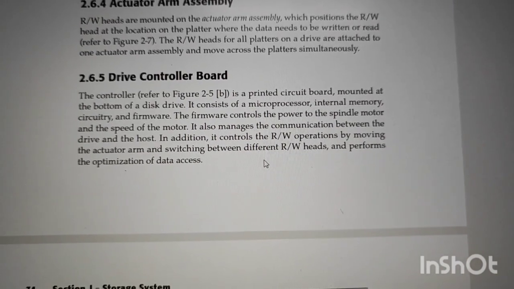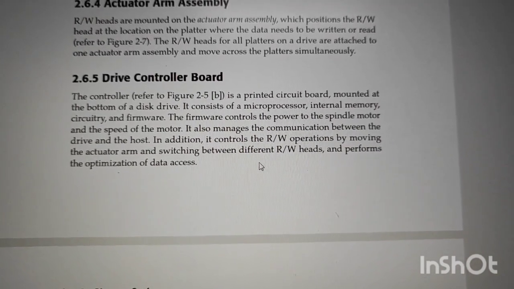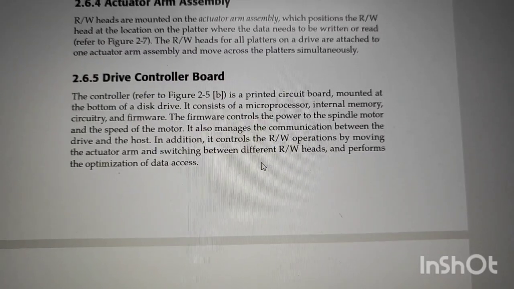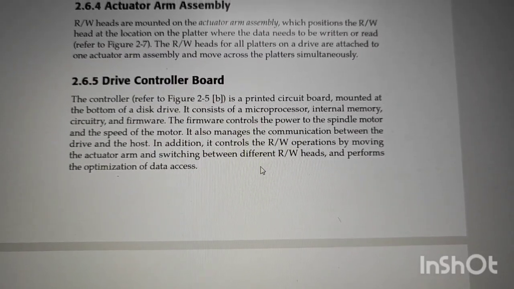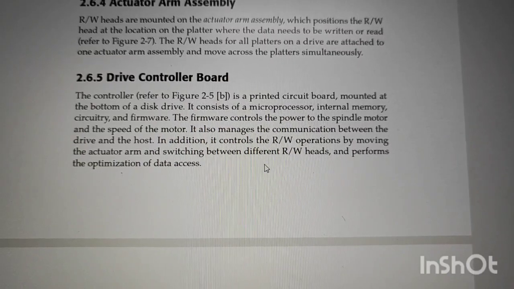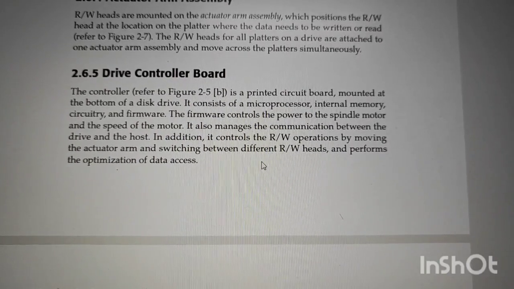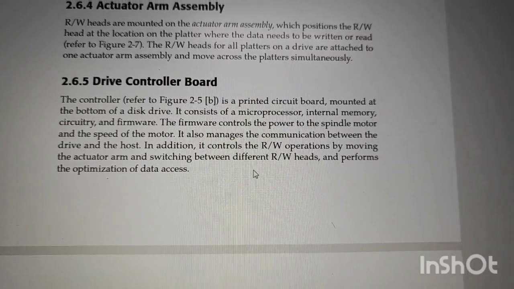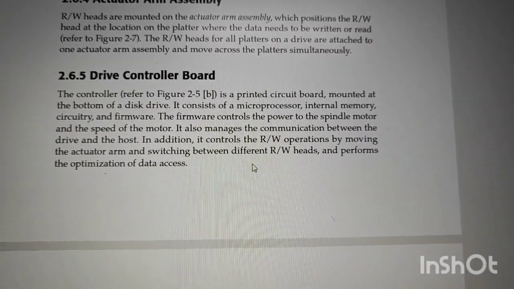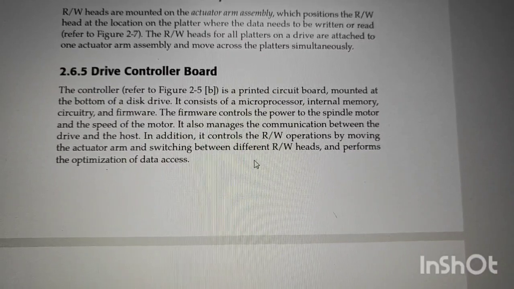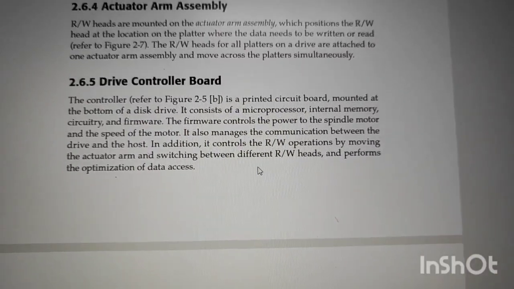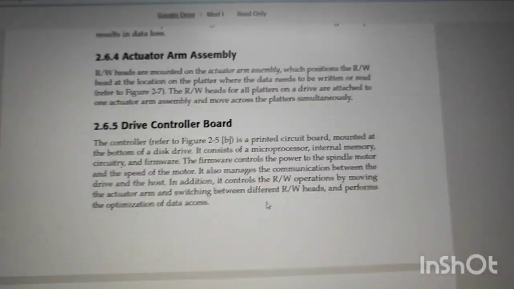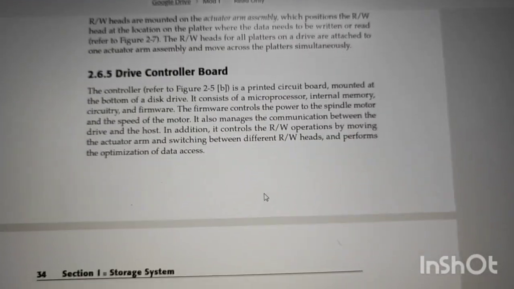It's a printed circuit board which is mounted on the bottom of a device driver. It consists of a microprocessor, internal memory, circuit, and firmware. The firmware controls the power to the spindle motor and the speed of the spindle. It also manages the communication between your drive and host. In addition to this, you have read write controls. So your device controller board is like your motherboard. Okay, so you have all your operations controls over there.